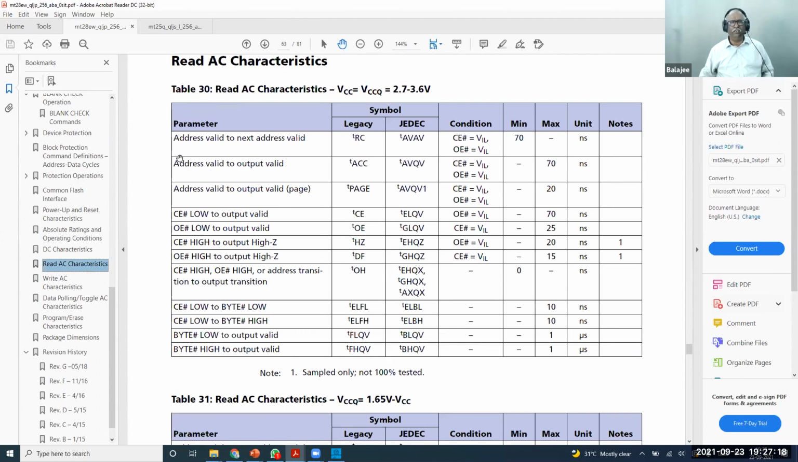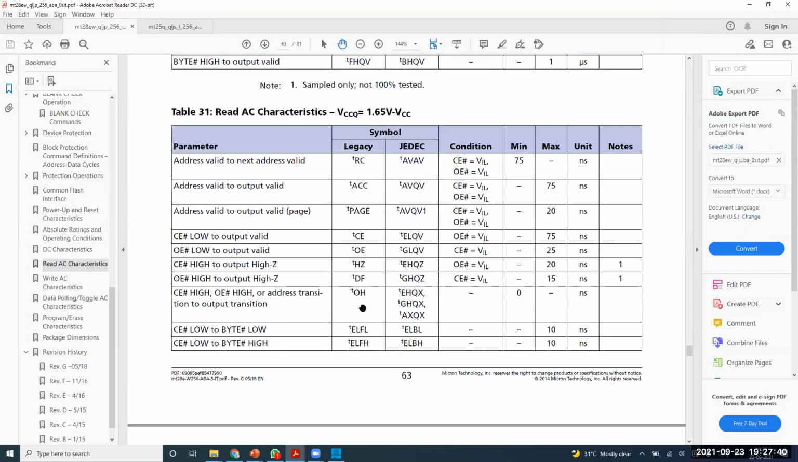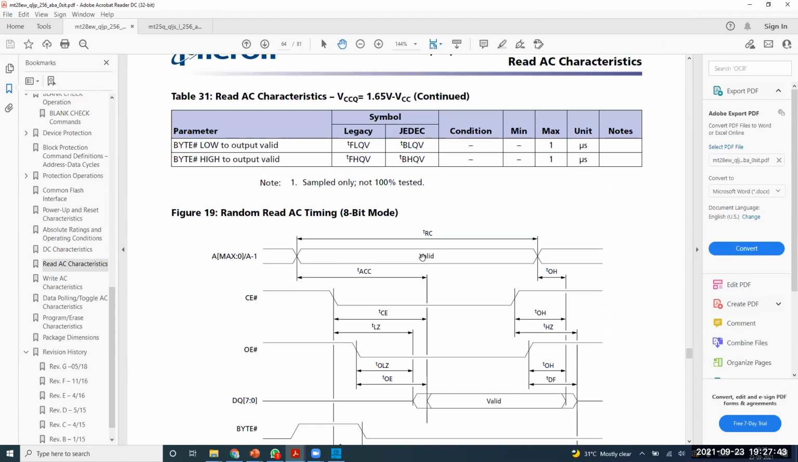How much is the address valid to next address valid? That is about TRC. So the TRC, they say how much? 70 nanoseconds minimum, and the unit is nanoseconds. Now you go and see the diagram. See here, one address to next address, 70 nanoseconds. That means you should keep minimum 70 nanoseconds there. If you don't give that 70 nanoseconds, then it's gone.